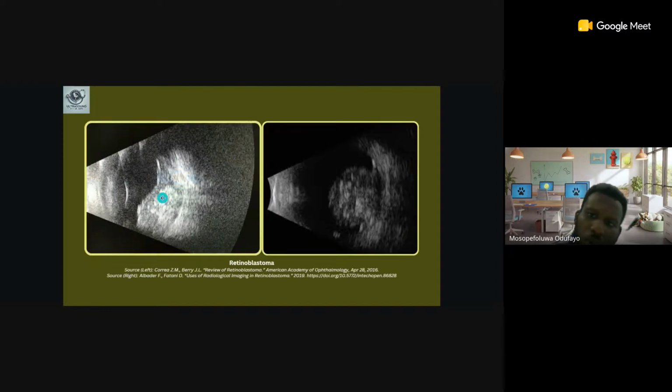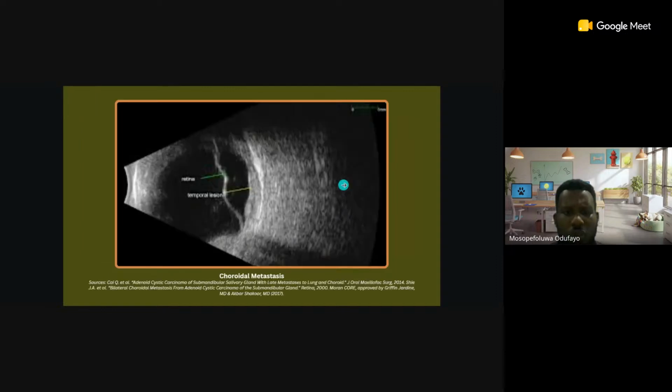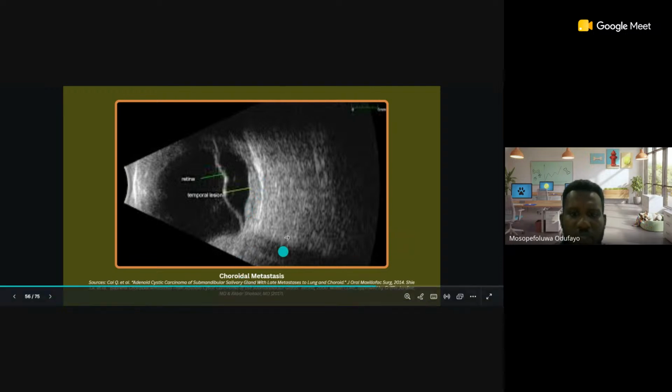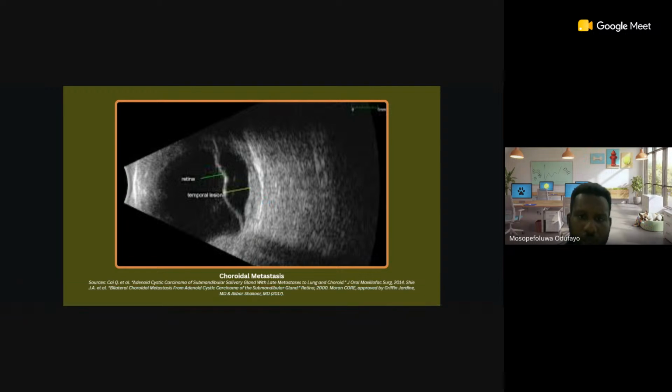Look, what could this be? First of all, I'm seeing something like a regular plateau. But then, what gives it away here? Calcifications: retinoblastoma, straight up. This one, choroidal metastasis. It is the one that has the lumpy look, like this. Basically, this one came from a salivary gland with metastasis to the lung and choroid. Is that okay?